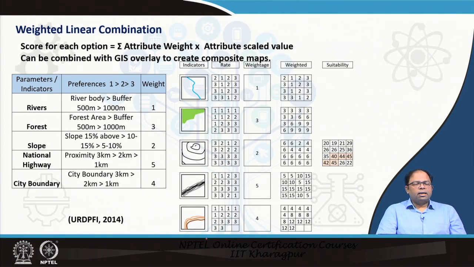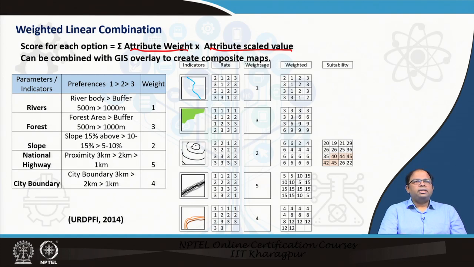In weighted linear combination, as we have already discussed, we give a score for each option. There is an attribute weight, and then there is an attribute scale value. So this is the factor score which is normalized, and this is the weightage that is given. Then we sum it up and we give a score for each option or each particular zone. And then this can be combined with GIS overlays to create composite maps. That means we can also apply some exclusion criteria at the beginning, and on the remaining area we can actually use these scores and weightages. So both the methods could be combined.